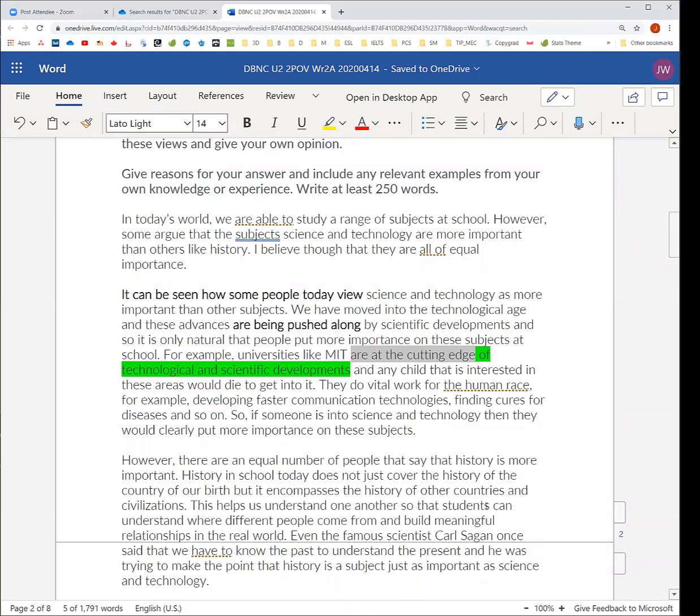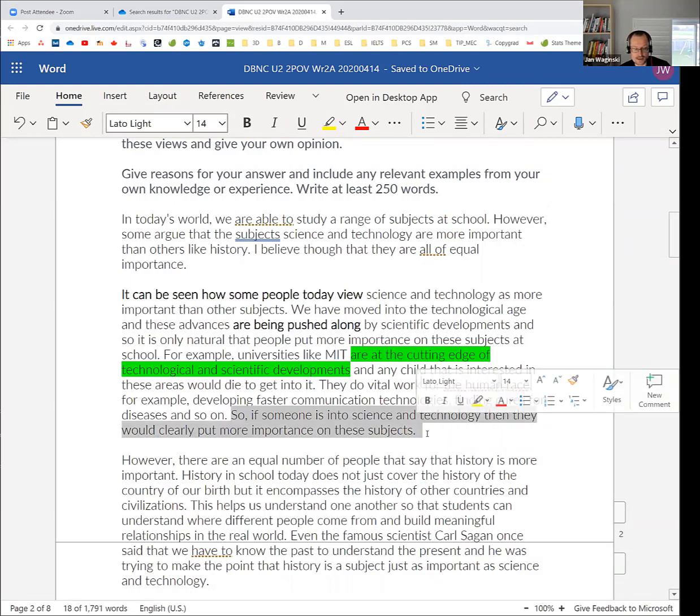Oh, yeah, do you know this phrase? No, but when I read it, it means the top in technology. Yes, the most sophisticated technology. Okay, they do vital work. Here's further explanation: for the human race, for example, developing faster communication technologies, finding cures for diseases, and so on. So if someone is into science and technology, then they would clearly put more importance on these subjects.